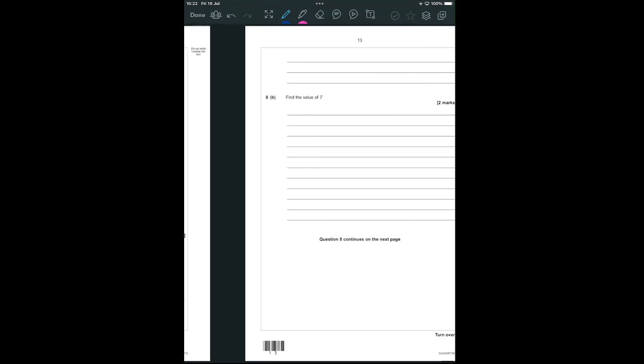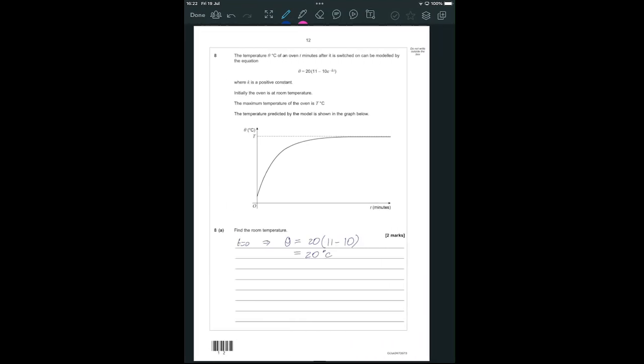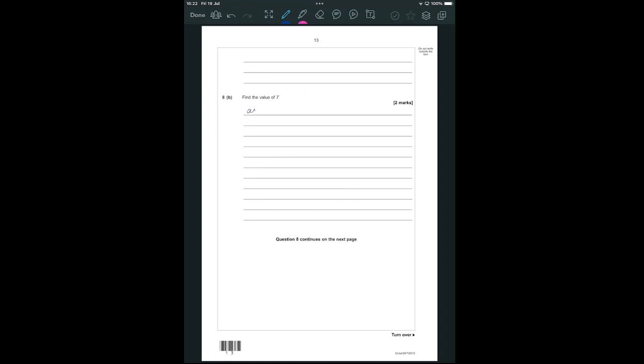Carrying on, find the value of T. Well, T was the maximum temperature. So as t goes to infinity, we tend towards the maximum temperature of the oven. But the thing to notice is that e to the negative kt goes to 0. So therefore, capital T is 20 lots of 11 minus 0, or 10 times 0. So the maximum temperature of the oven is 220.